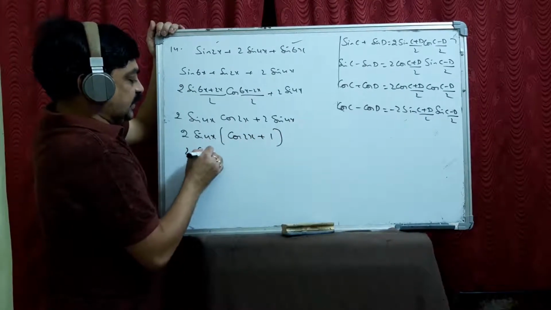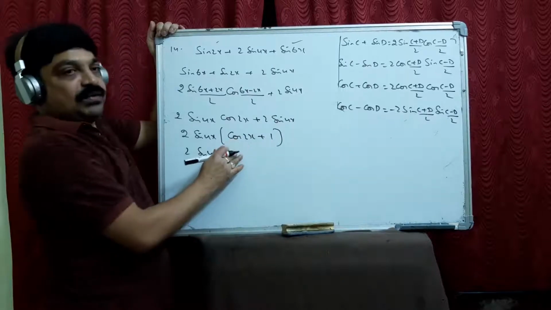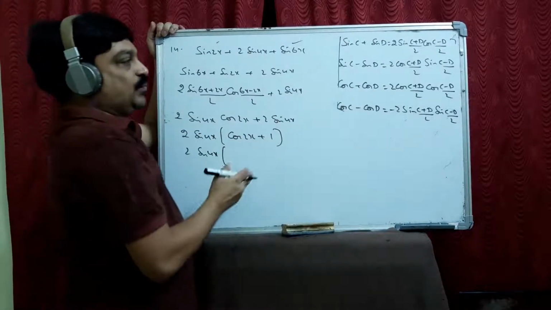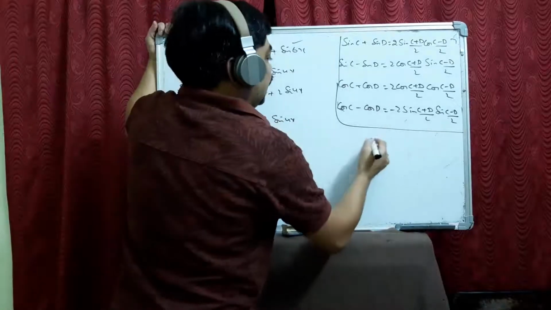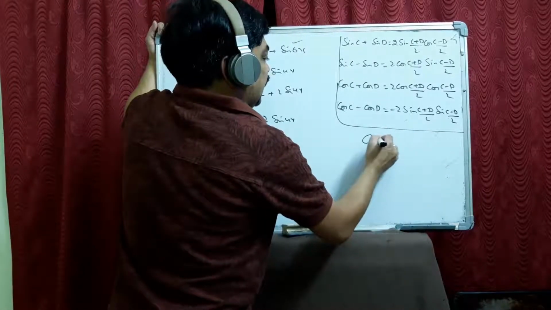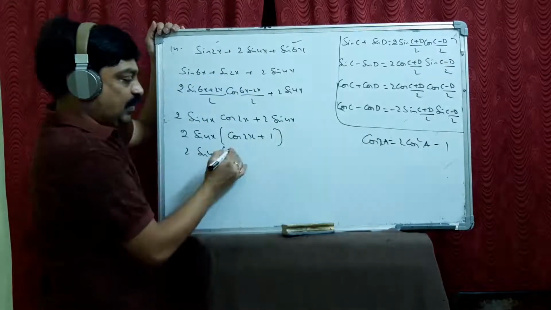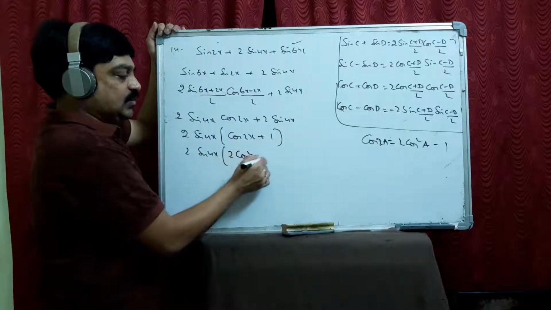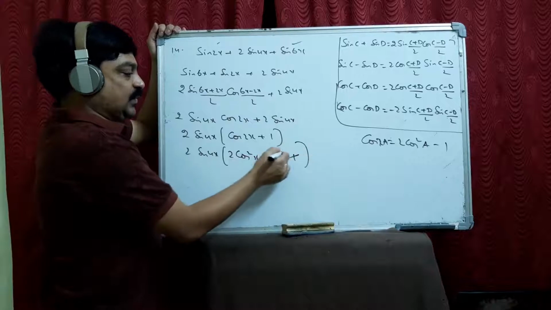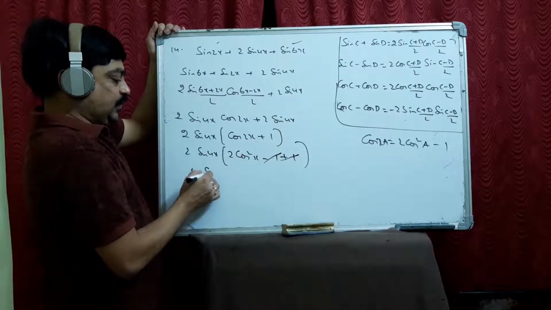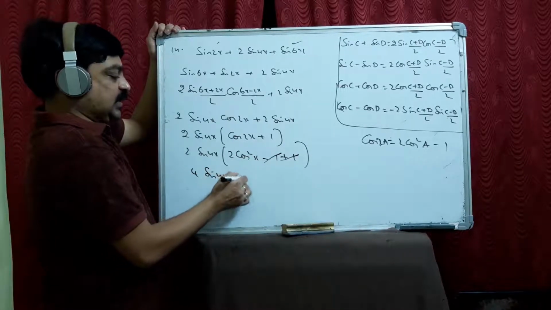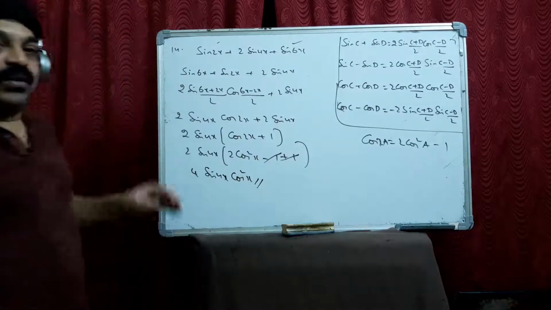We write the formula in such a way that cos 2A we have 4 formulas. Among those 4, we write that formula of cos 2A where 1 will get cancelled. With that formula 1 will get cancelled. 2 cos square x minus 1 plus 1. So it becomes 2 into 2, 4 sin 4x cos square x. Okay.